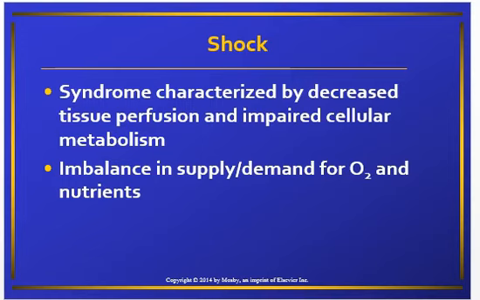The exchange of oxygen and nutrients at the cellular level is essential for our life. When a cell experiences a state of hypoperfusion, the demand for oxygen and nutrients exceeds the supply at the microcirculatory level. So no matter what kind of shock you're talking about, the end result is this imbalance in supply and demand for oxygen.